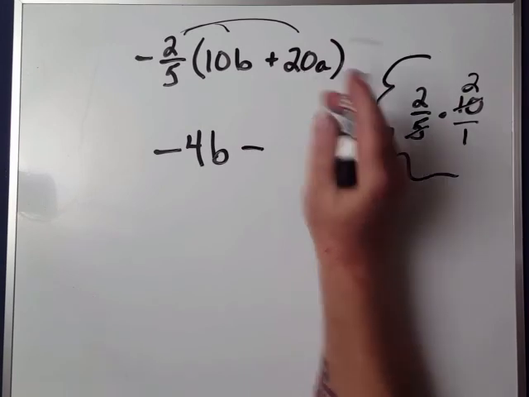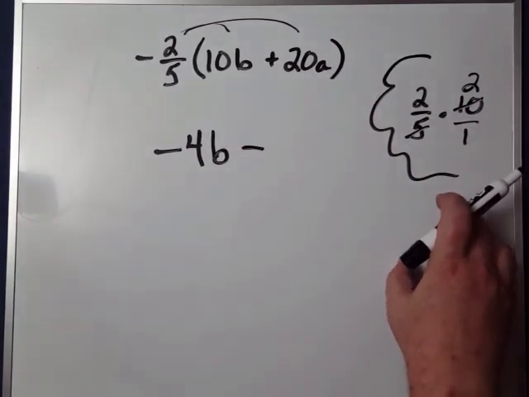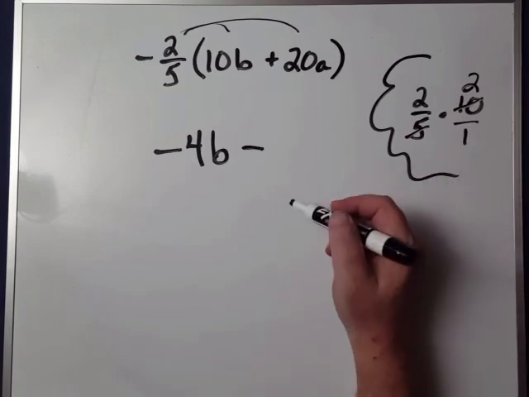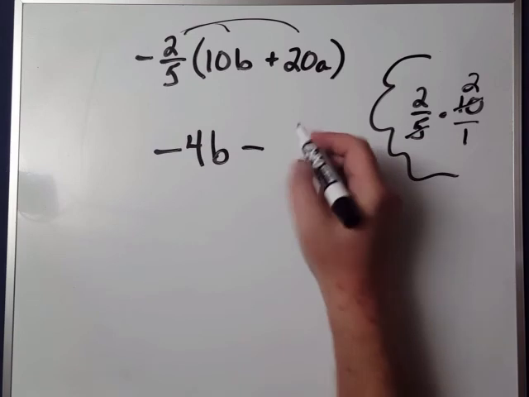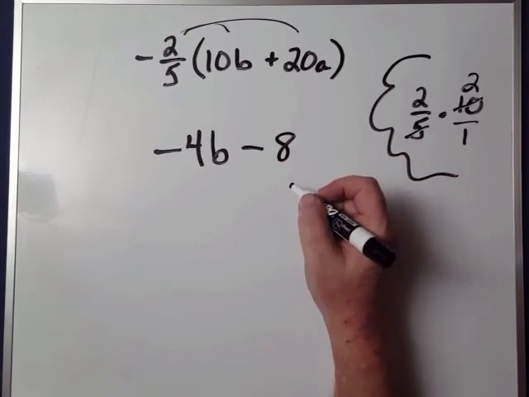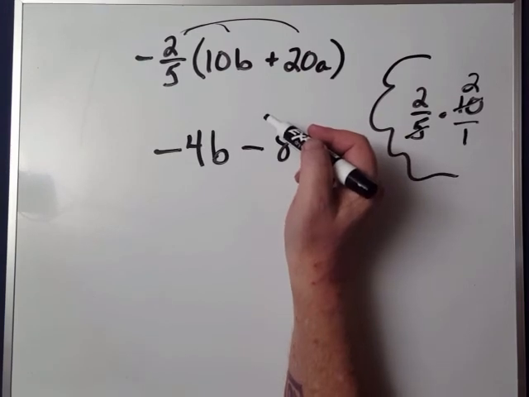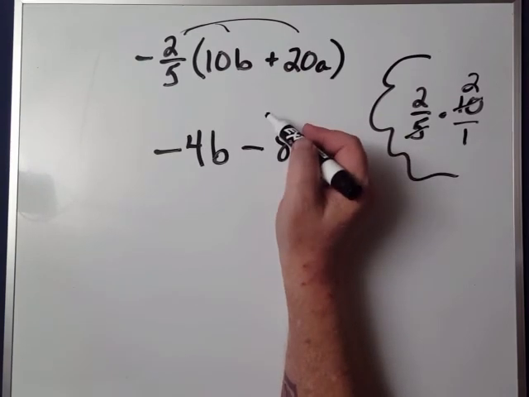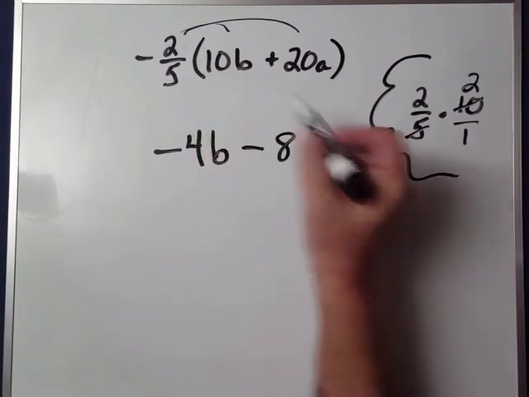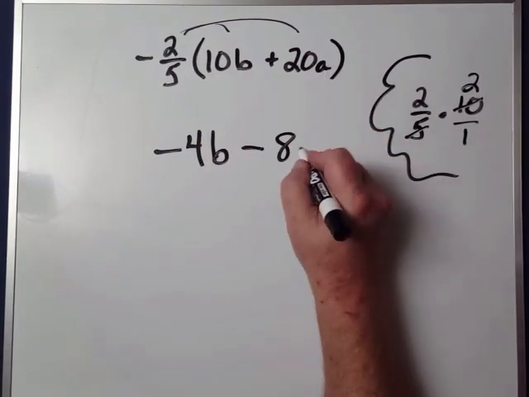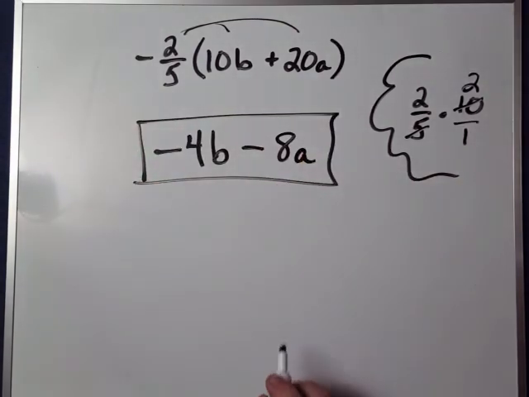2/5 times 20. If you need to come over to the side and do that, do it. But I would like you to get used to this idea of cross-canceling on the fly. 20 divided by 5 is 4, times 2 is 8. 20 divided by 5, because I know the 20 belongs to a numerator in this multiplication that I'm doing. So 20 divided by 5 is 4, times 2 is 8, and times that a. So that one turned out not to be too bad.